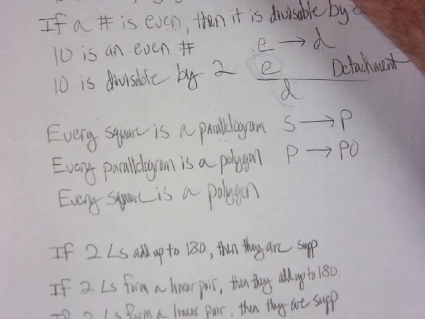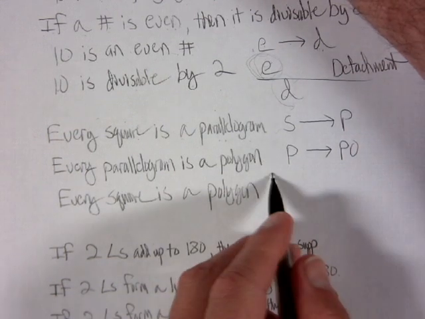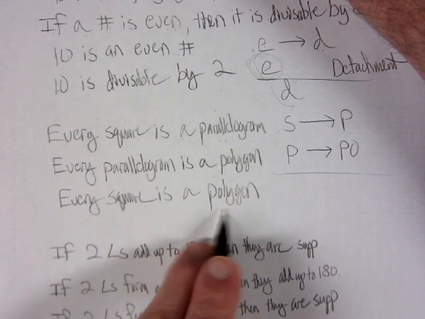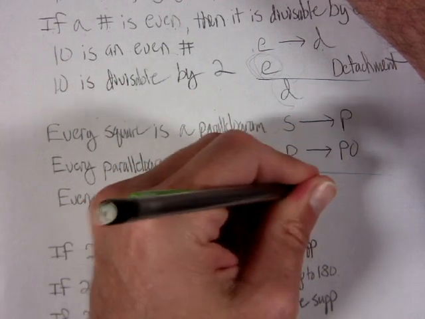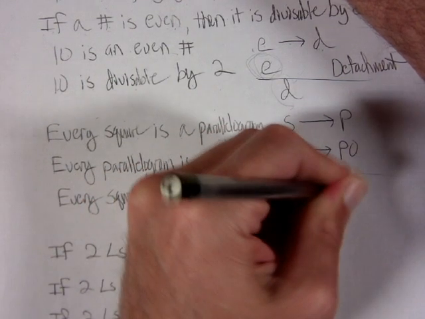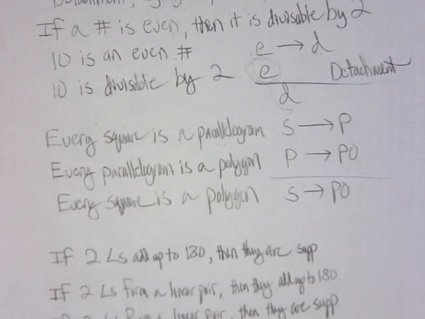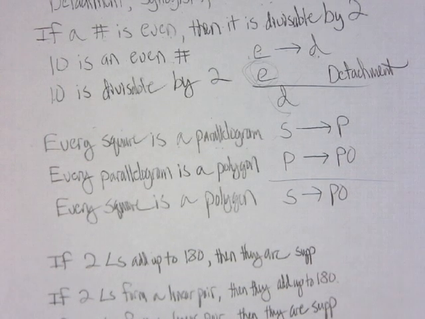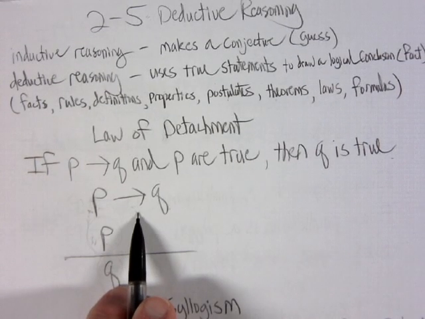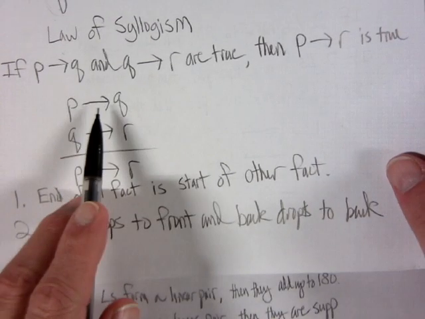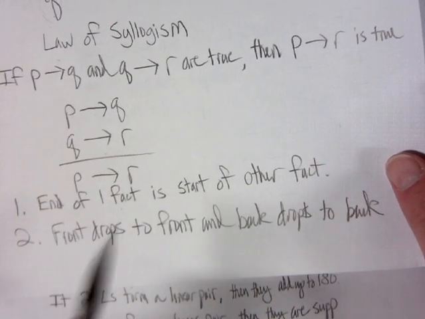All right, PO for polygon. Now, what's the conclusion? Every square is a polygon. That's S implies PO. Okay, now, let's stop right here for a minute and take a look at this. One thing that I want you to notice is that detachment has only one conditional statement and syllogism has three conditional statements in it.